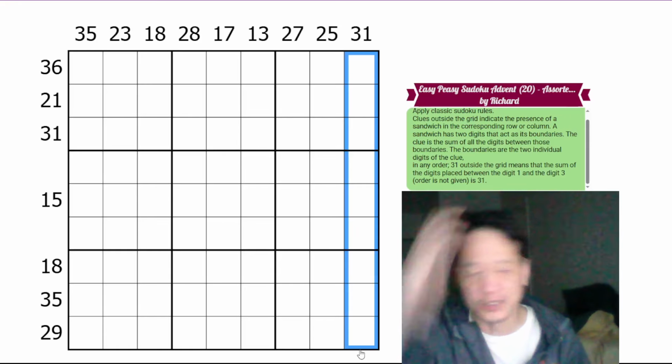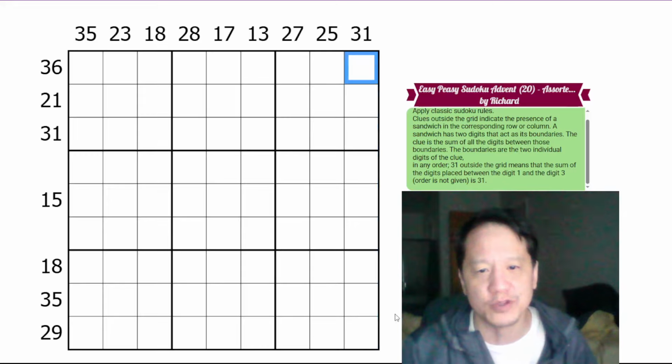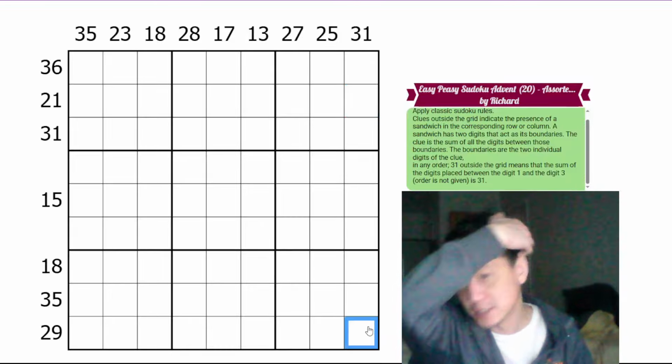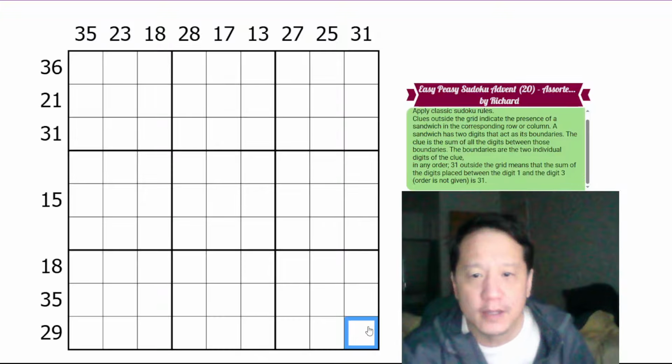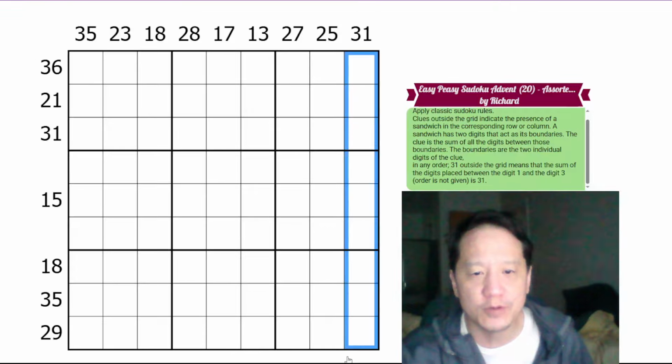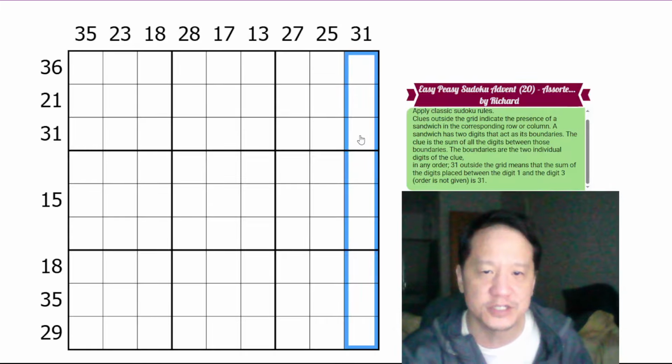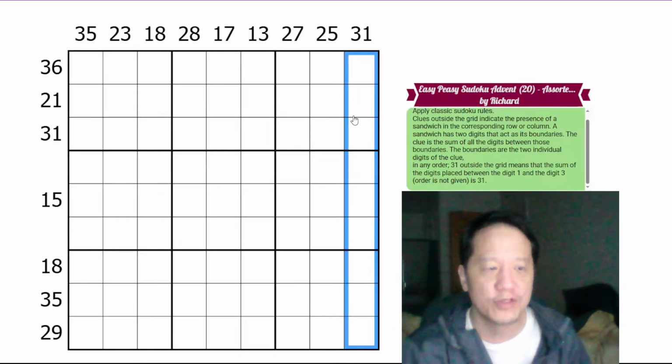It doesn't have to be a 3 to start with and then a 1 to end with. It could be 1 to start with or 3. Just between those 2 digits, essentially. It is 31. So between the 1 and the 3 in this column there are the digits that add up to 31.